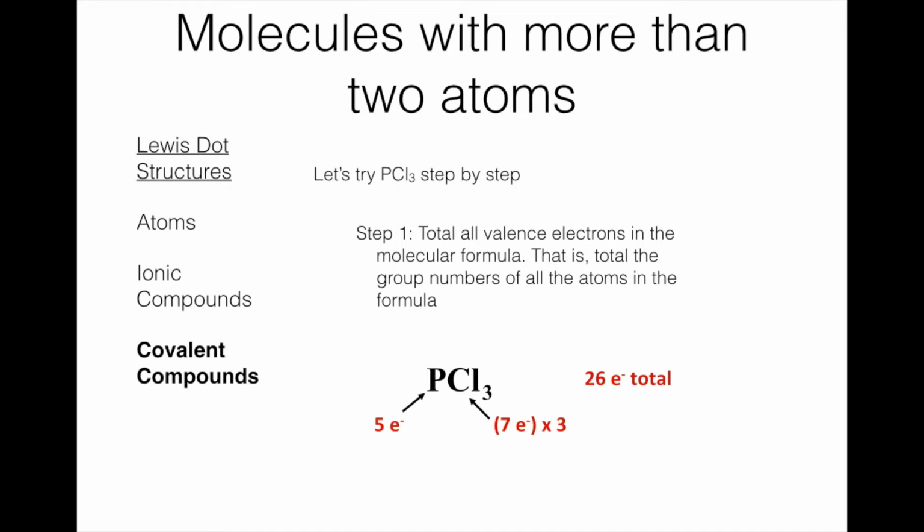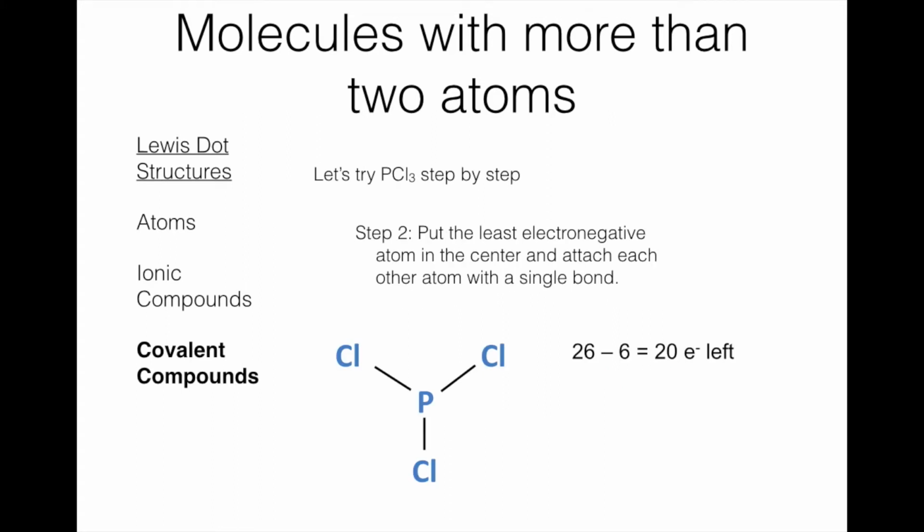So we start off by adding up the total number of electrons that we need to have in our structure. Phosphorus is in row 5, so that has 5 valence electrons. Chlorine is in row 7, so each of those chlorines will have 7 electrons. So the total number will be 26 electrons that we need in our structure.